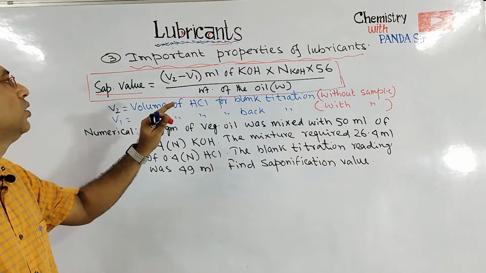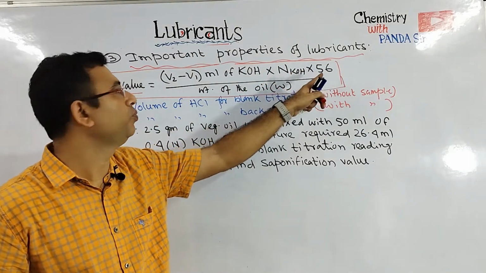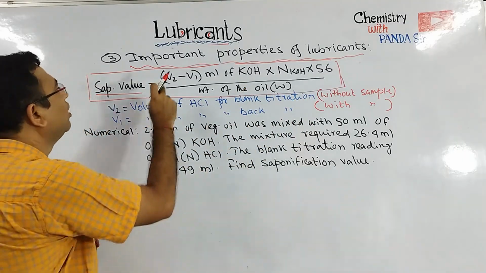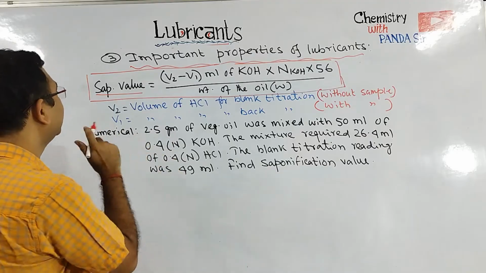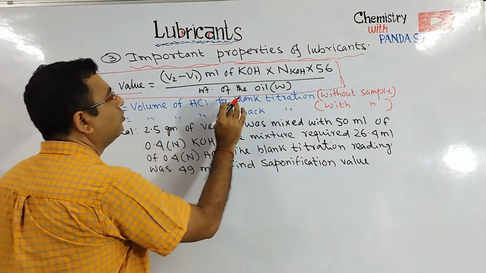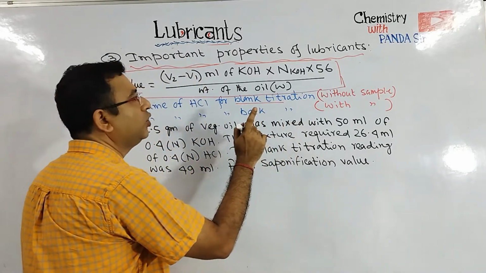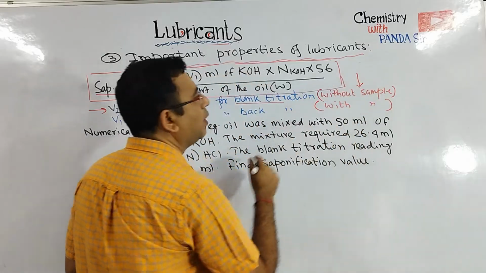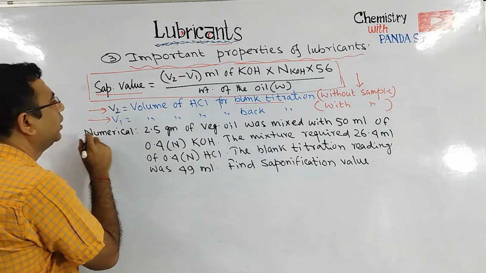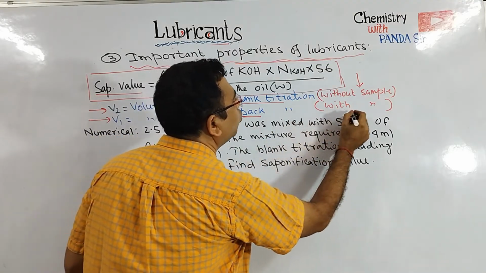We already know the normality of KOH, the 56, and the weight of the oil. What is new in this equation is V2 and V1. So let us understand what V2 is. V2 is the volume of HCl for blank titration. Blank titration means without sample. That is the reason it is known as blank. Now, what is V1? Volume of HCl for back titration. Back titration means with sample.